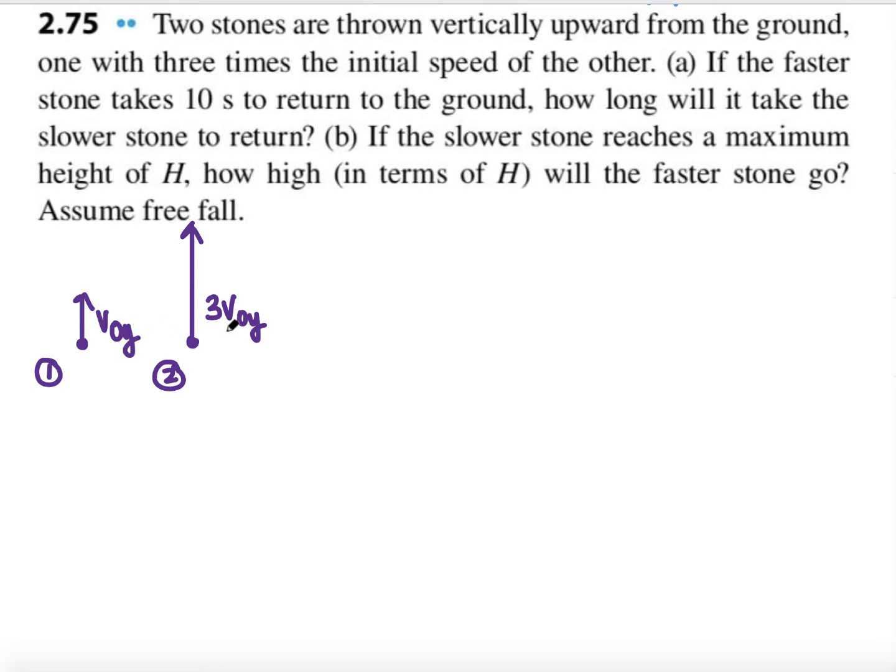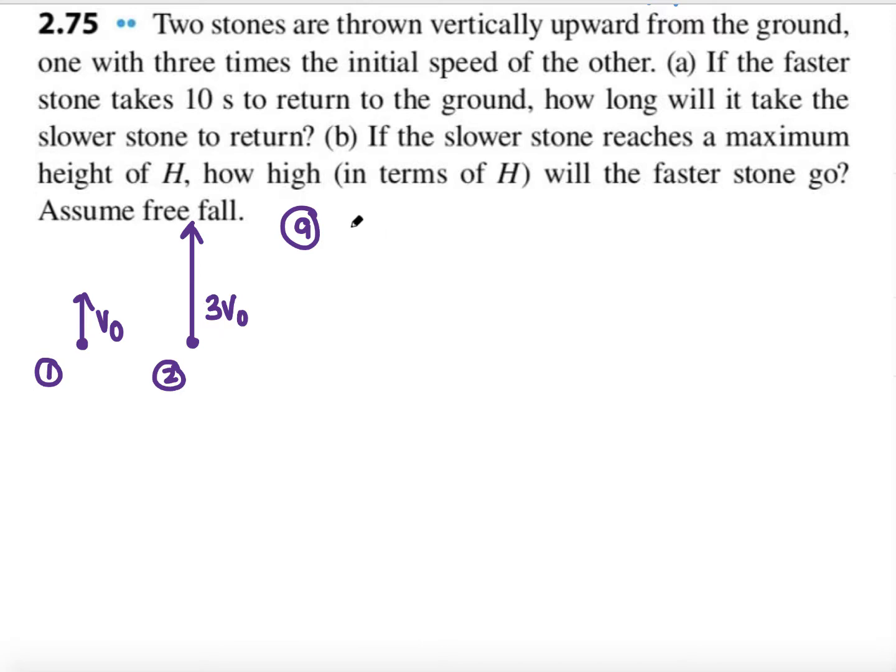So it's the same v initial y that we're talking about here, but this one is 3 times the initial speed of the other. So you know what? Let's actually say that these are just thrown up with a speed v initial, so that when we talk about these two stones, we can talk about them a little separately without using a huge amount of subscripts. So if the faster stone takes 10 seconds to return to ground, how long will it take the slower stone to return? So let's take a look at A together.